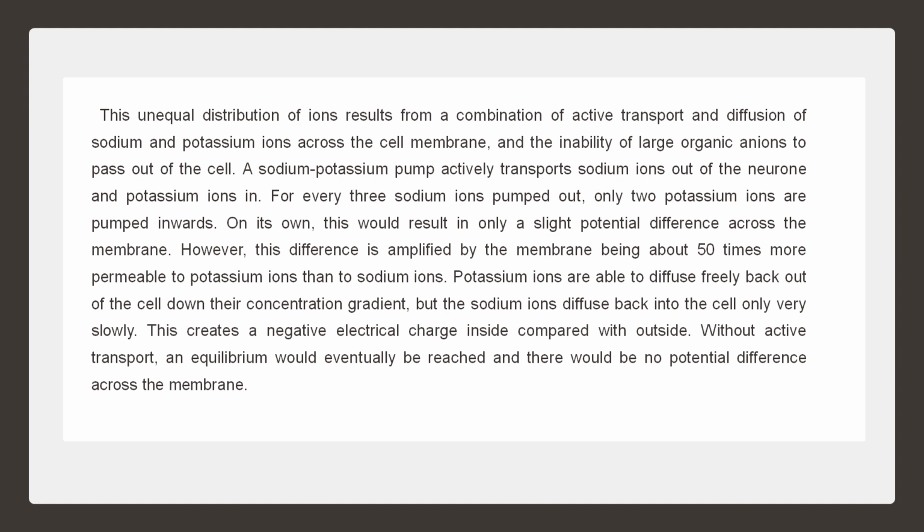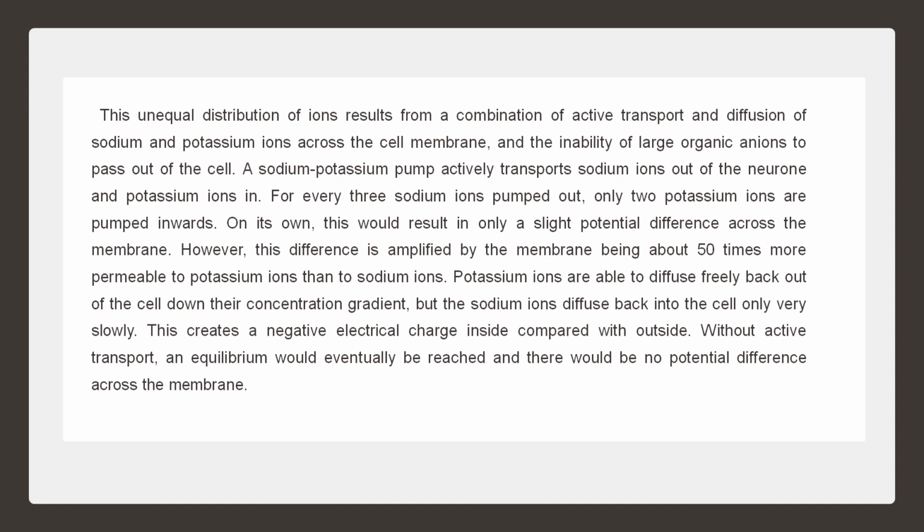This unequal distribution of ions results from a combination of active transport and diffusion of sodium and potassium ions across the cell membrane and the inability of large organic anions to pass out of the cell. A sodium-potassium pump actively transports sodium ions out of the neuron and potassium ions in. For every 3 sodium ions pumped out, only 2 potassium ions are pumped inwards.